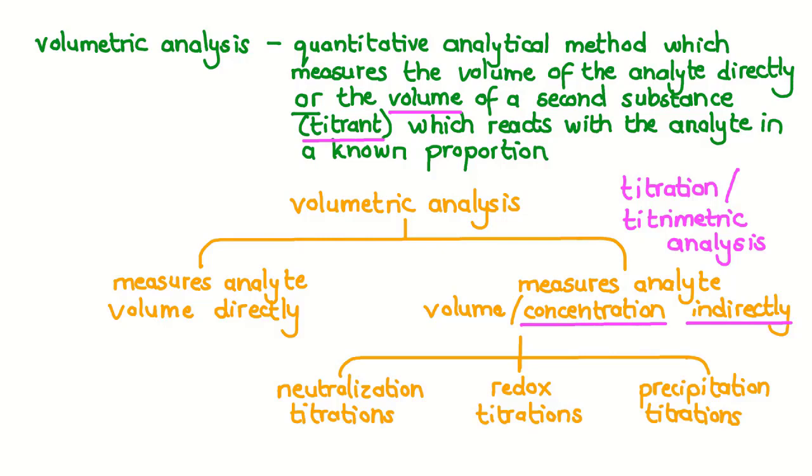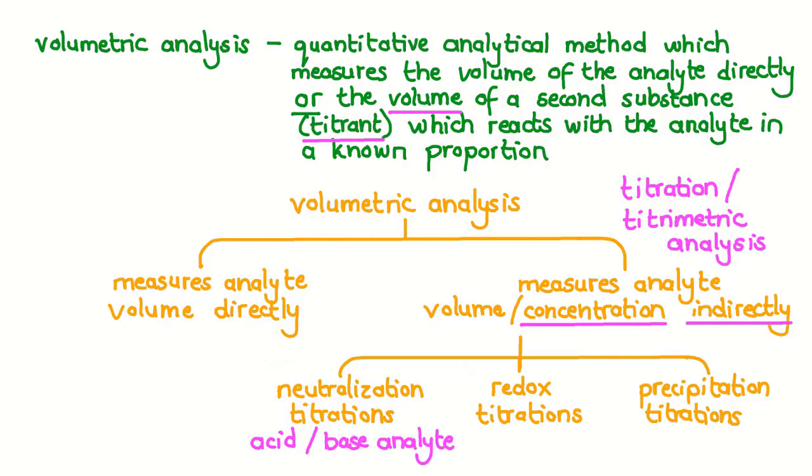Three titration methods commonly used depend on the type of reaction between the analyte and the titrant. These are neutralization titrations, when the analyte is an acid or a base, redox titrations, which are used to quantify analytes which undergo redox reactions, and precipitation titrations, which are used to measure substances which react to form a precipitate or a sparingly soluble salt.